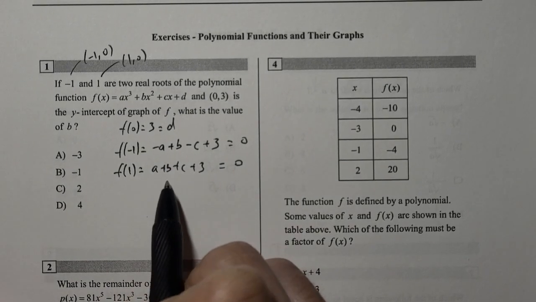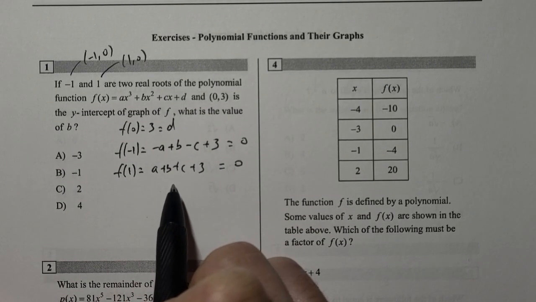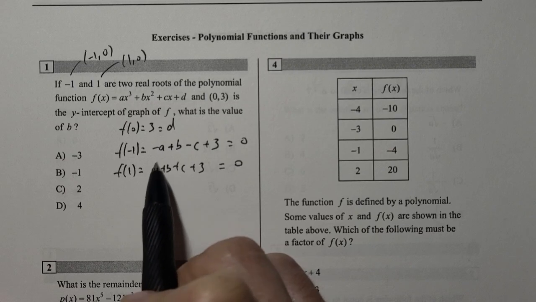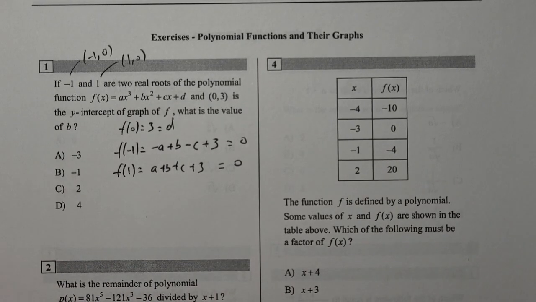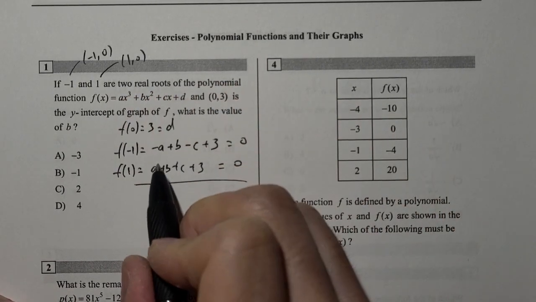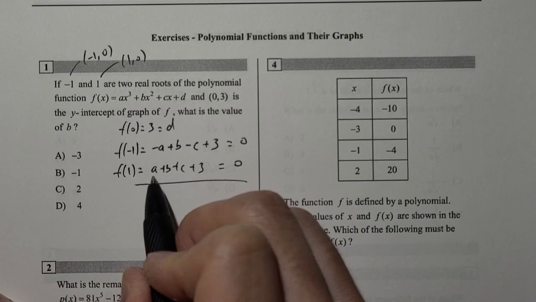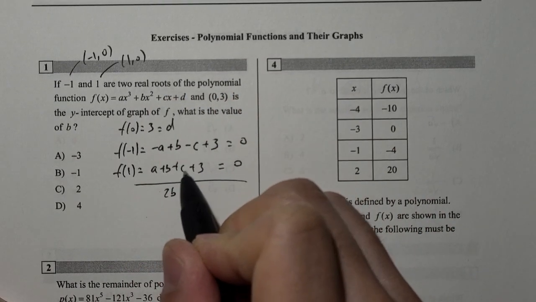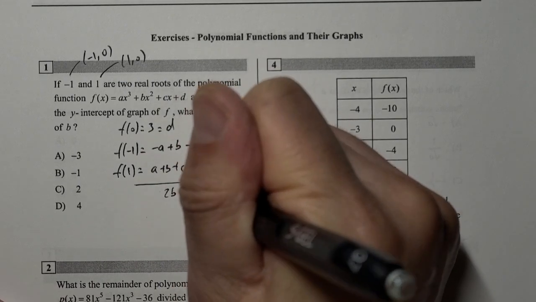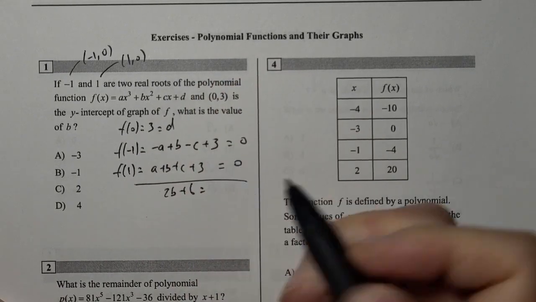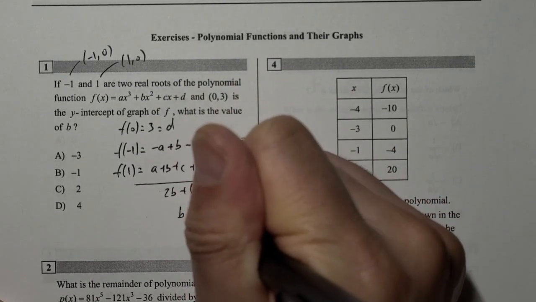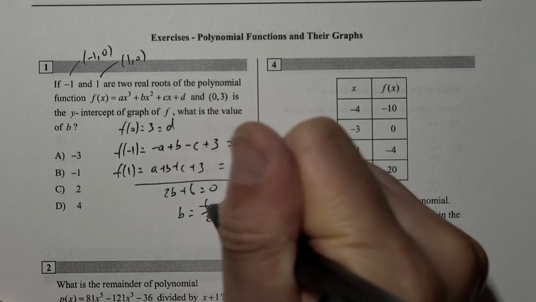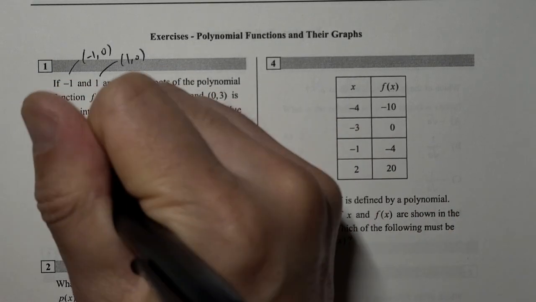Okay? Now can we find b? What if we add these two equations together? Okay, so minus a plus a is 0, b plus b is 2b, minus c plus c is 0, plus 3, that's plus 6, and then on the other side, 0 plus 0, 0. So b looks like it is 6 over 2 with a negative sign, so minus 3. That's the answer.